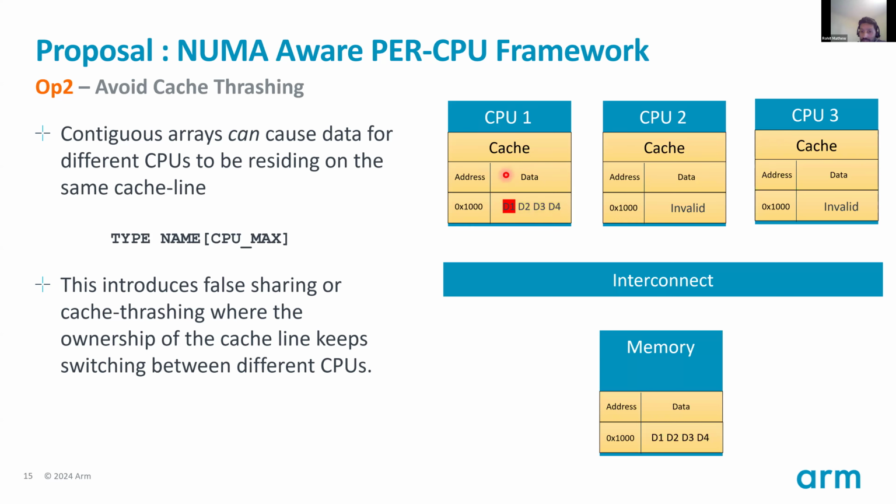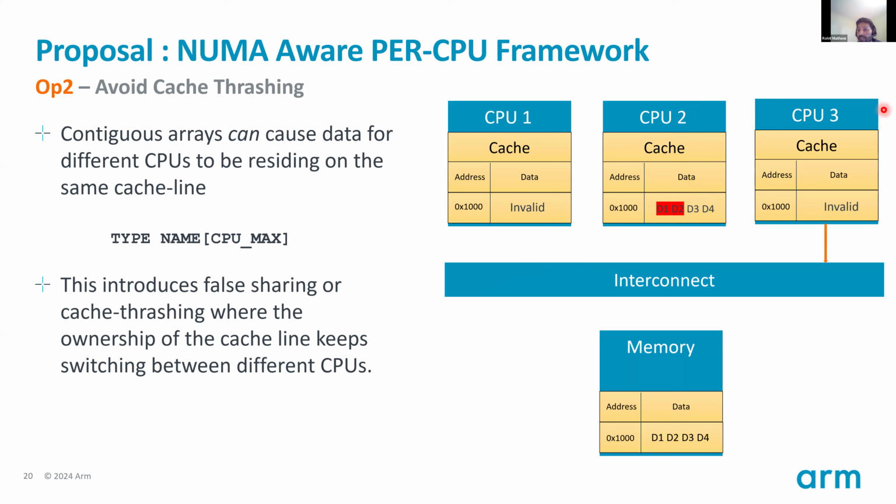CPU1 modifies it. So now D1 is changed to what it was in memory earlier. Now CPU2 wants to modify its per-CPU object. Now what happens? It sends a request to the interconnect. The interconnect is clever enough to know that the cache line is with CPU1, so it sends a request to CPU1. This would lead to CPU1 invalidating its cache line because this is going to be a modification. It is going to be a write that has to happen from CPU2, and the interconnect passes the dirty cache line to CPU2. Now CPU2 modifies it, and it has the ownership of the cache line.